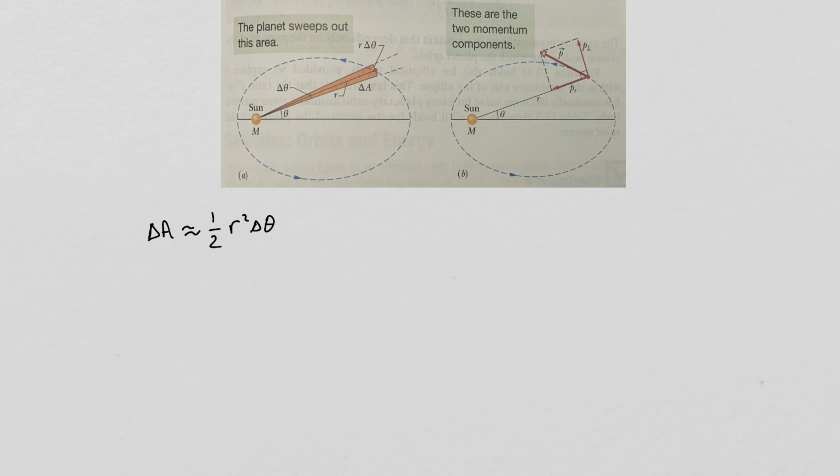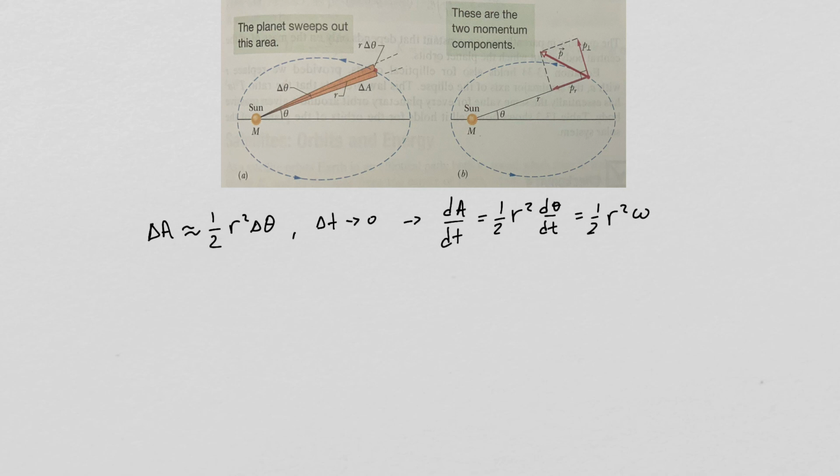So I want to set delta t to approach 0. That is the same as taking a time derivative of the area. So dA/dt is equal to 1/2 r squared d theta/dt, but that's nothing more than 1/2 r squared times omega, which is the angular speed of the line connecting the Sun and the planet as the line rotates around the Sun.